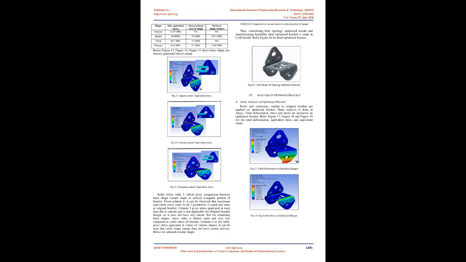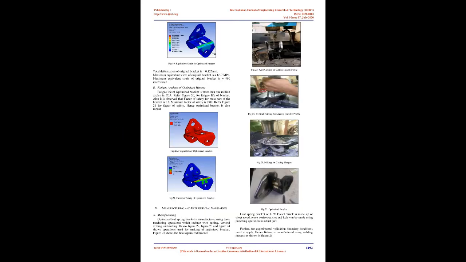Column 4 in the table gives stress generated at corner of various shapes. It can be seen that circle shape cutout does not have corner stresses. Hence we selected circular shape. Thus, considering both topology optimized results and manufacturing feasibility, final optimized bracket is made in CAD model. Refer Figure 16 for final optimized bracket. Fig. 16 CAD model of topology optimized bracket.